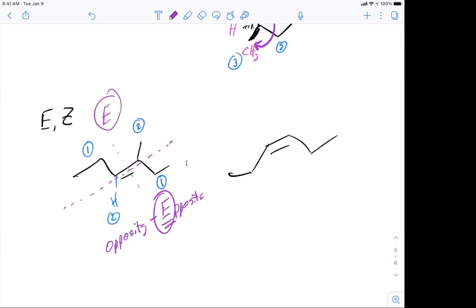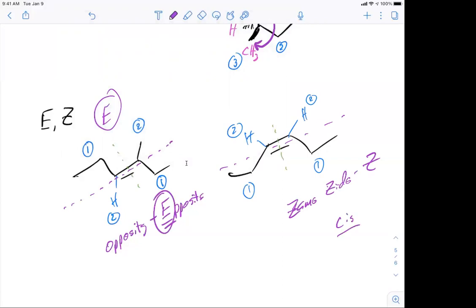Well, the next one, again, we'll first compare our groups on each side, right? Here I get 2 and 1, right? So now when we look at these, I see that my 1s are on the same side, right? So this is going to be Z. Now in this case, could I use cis or trans? Yes, it's only disubstituted. So this could also have been referred to as cis, on the same side. Okay, so E and Z.